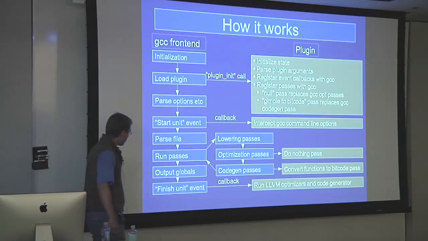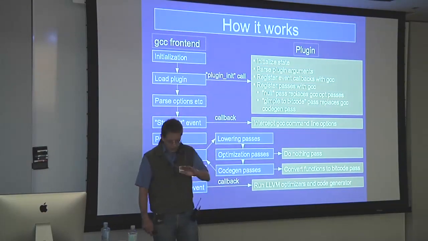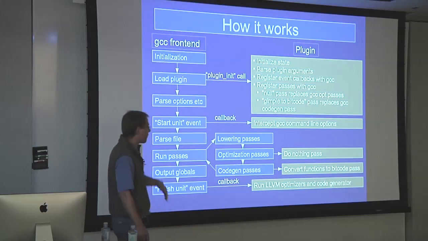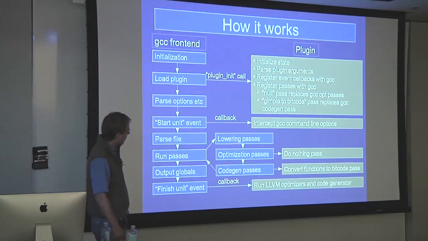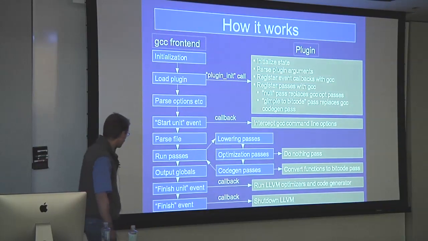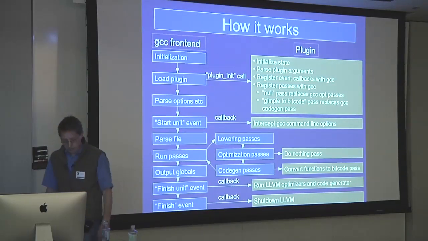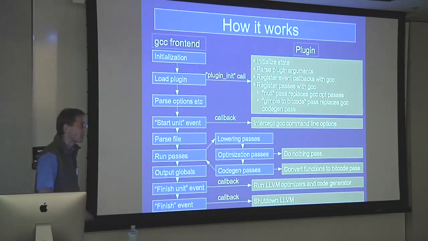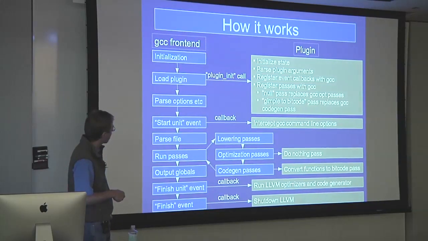And then the compilation unit is finished. At this point, you have a callback, and that's the moment all LLVM optimizers are run, followed optionally by generating assembler code through the LLVM CodeGen. And then finally, everything's finished, and we finalize everything, print out some statistics if you ask for it, and that's it.